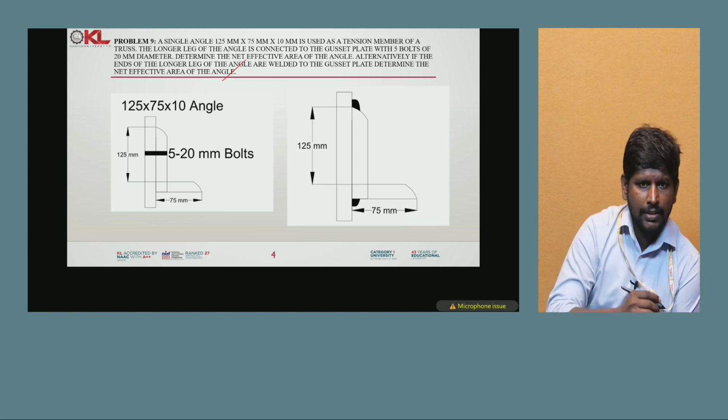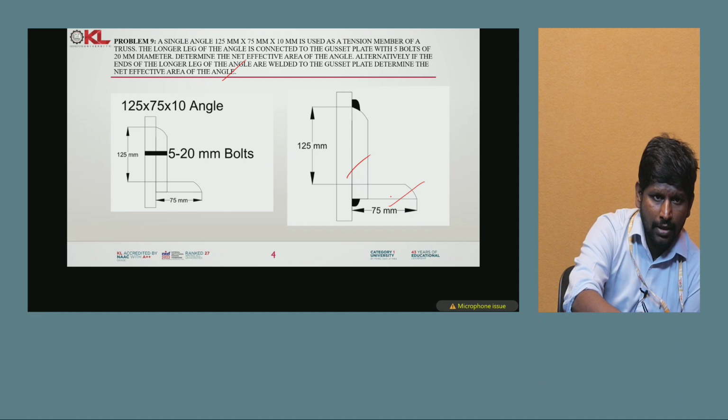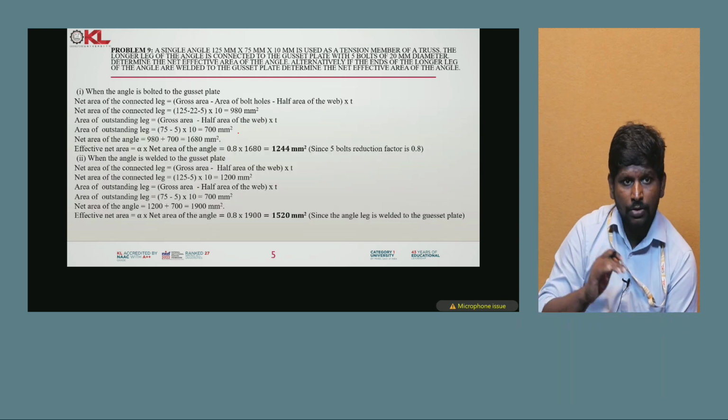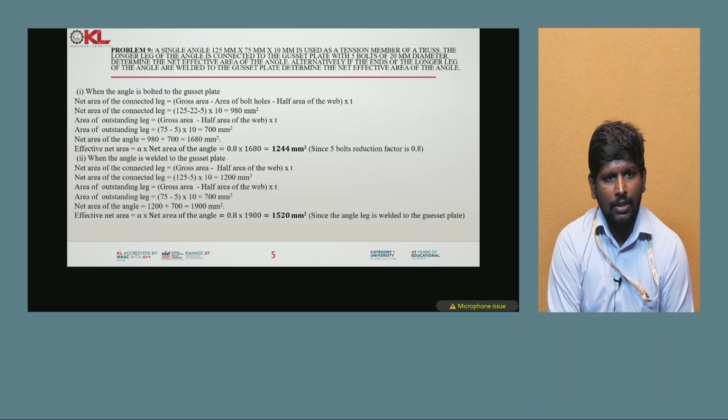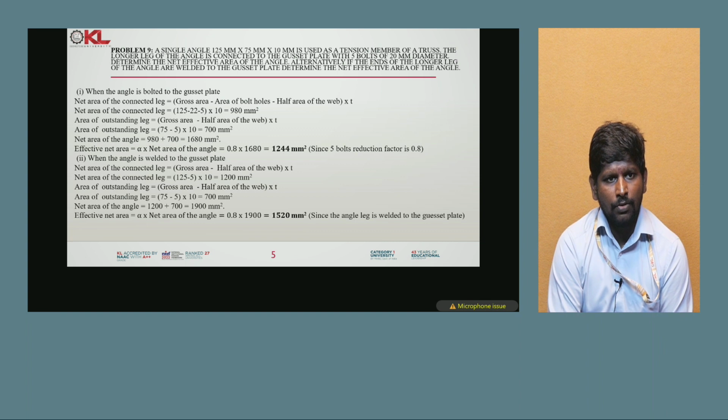You can see here two plates, 125 mm and 75 mm, connected with one small angle with 5 bolts of 20 mm dia. In this I am going to find the effective net area. To find the net effective area, you need to know the net area of the angle. So before finding the effective net area, you need to find the net area of the connected leg.